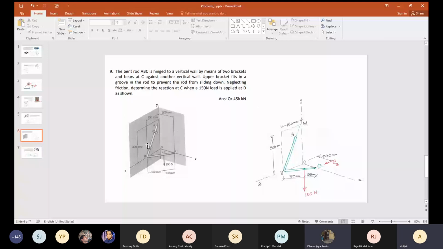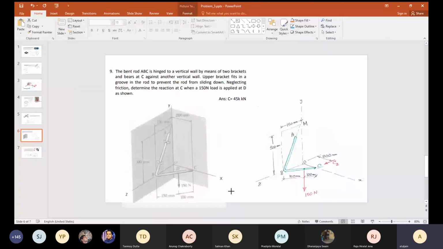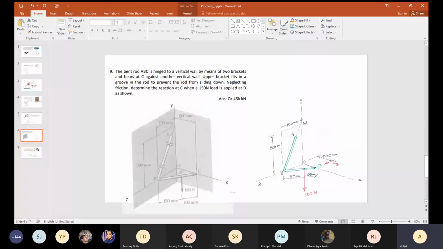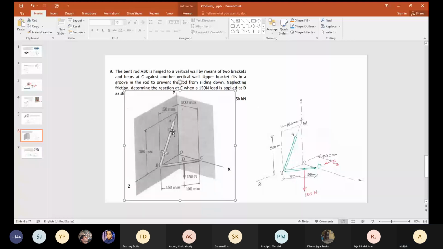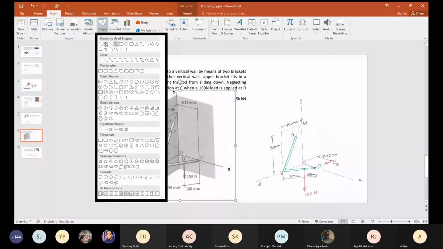Sir, what does groove or cavity imply? I can't understand. Groove is something that means that one more constraint is stopped. So a bracket with a groove will look like this. So only a bracket will look like this. So this is a ring.